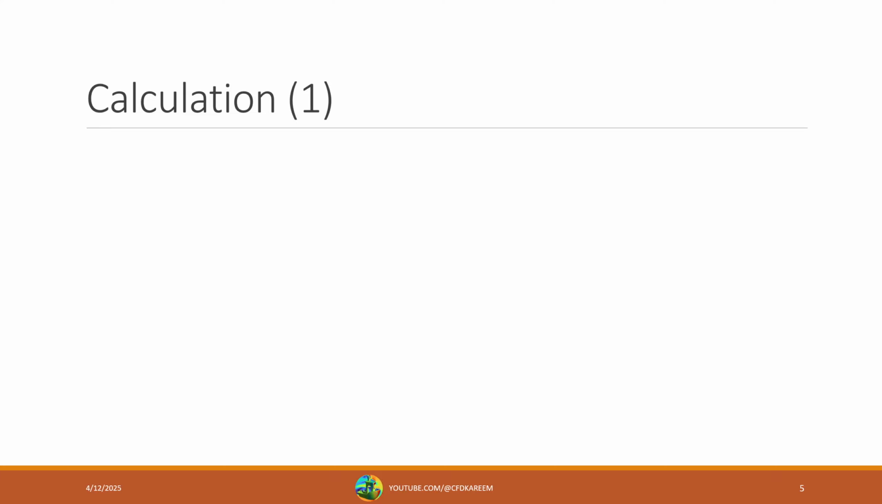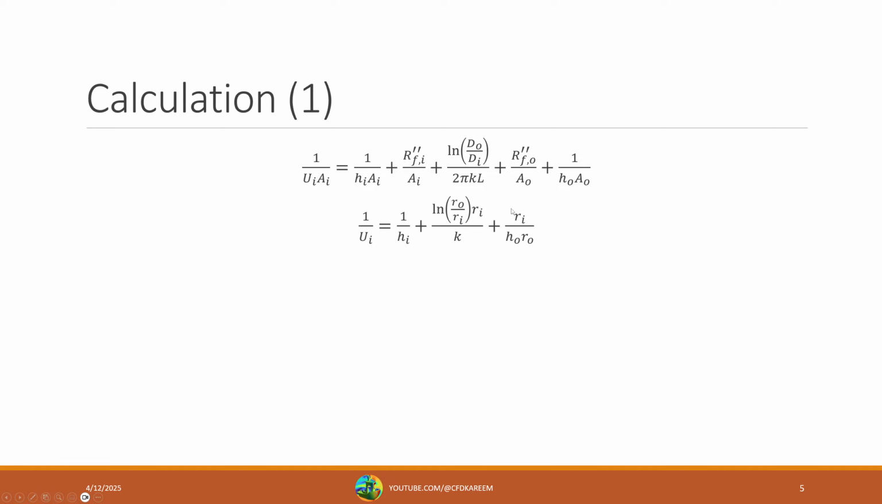So for calculation 1, our original equation is going to look like this. So 1 over U_i, which is our inside heat transfer coefficient that we're solving for, times the area on the inside. And we're going to have this R double prime, which is the resistance of the fouling. And since we're going to say that it's a clean heat exchanger unit and we're not going to have any fouling, we can go ahead and get rid of that. And then we'll also multiply by this A inside, the area of the inside.